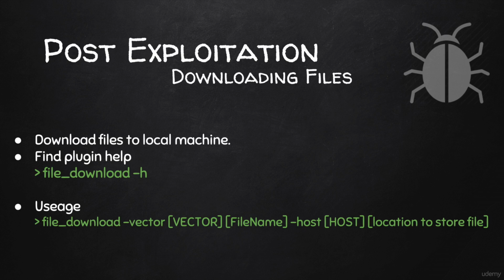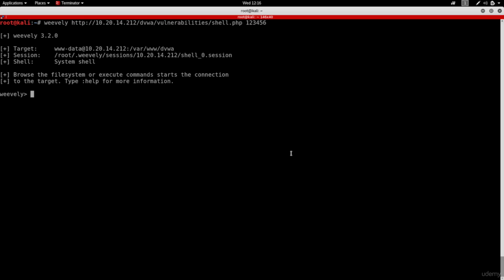So we're still inside Weevely, and in this lecture we're going to see how we can upload and download files from the target system. At the moment I'll be running some shell commands, and I'm going to look for a file that's interesting for me. So the first thing we're going to do is download a file.